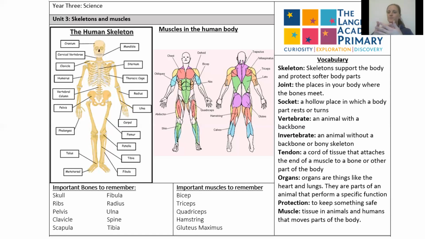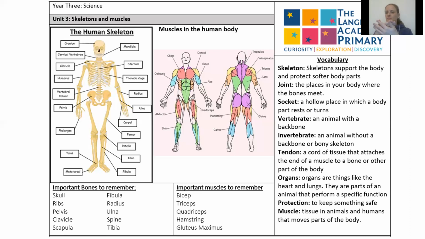Joint. Joints are the places in your body, for example, in my elbow here, where the bones meet. So I've got bones that meet in this specific joint here, and it allows movement here. This is where our muscles and our tendons help the movement of my bones in that joint.